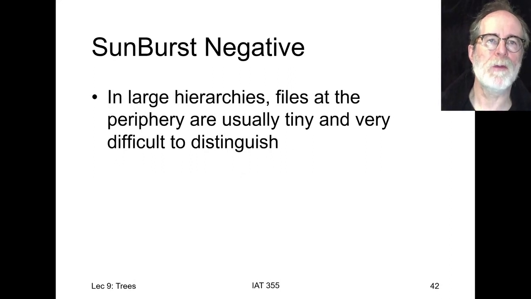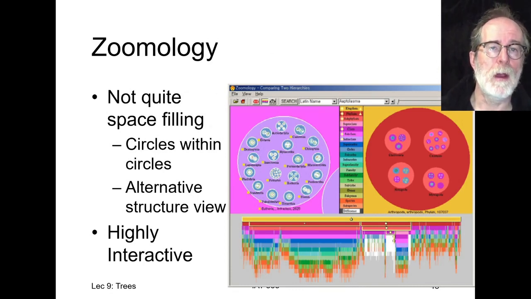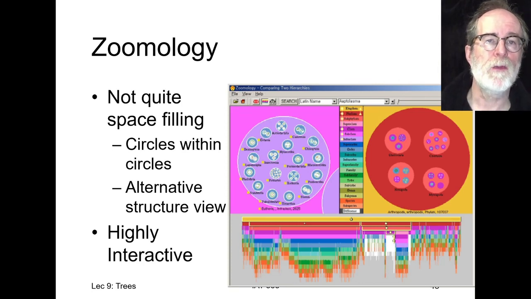But the drawback of this is that in large file hierarchies, files at the periphery are usually very tiny and hard to distinguish, and also hard to pick. Another thing, a project I worked on while I was at Georgia Tech, is something called Zoomology. Basically, this started off as a zoomable browser for the tree of life. It started off for visualizing the hierarchy of bacteria, and this is actually a screenshot that shows bacteria.